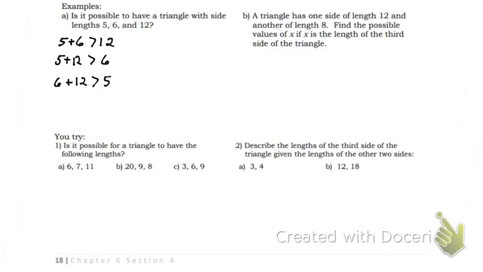Make sure you check each one, and then you ask yourself, is it true or is it false? 5 plus 6 greater than 12, is that true or false? Yeah, false. Thank you, Sabrina. So this is false. This one's true. This one's true, but all you care about is one false. And as soon as you get one false, you can put no triangle.